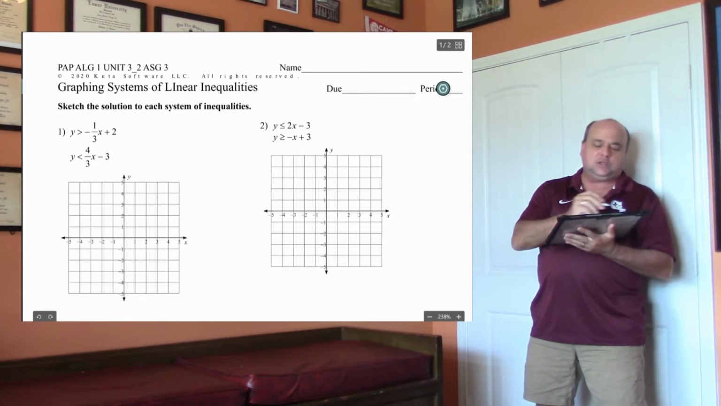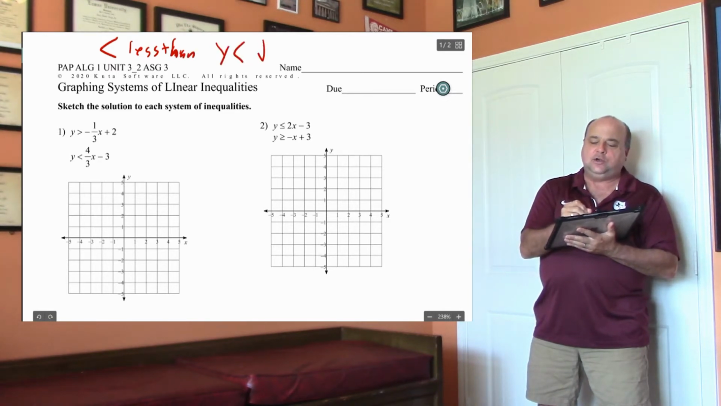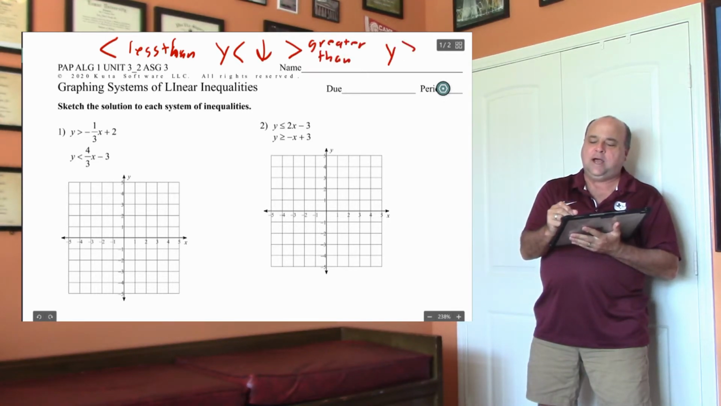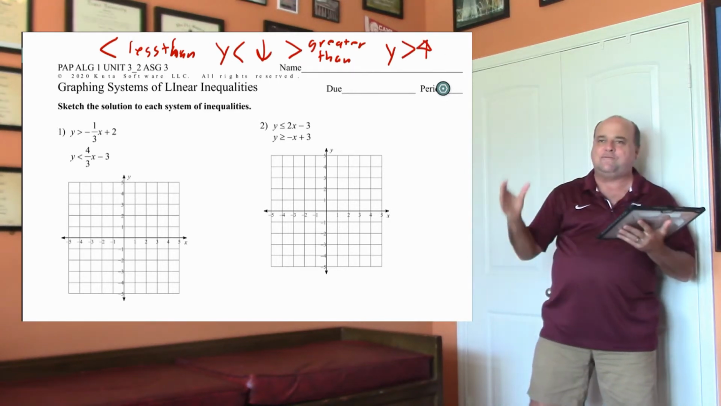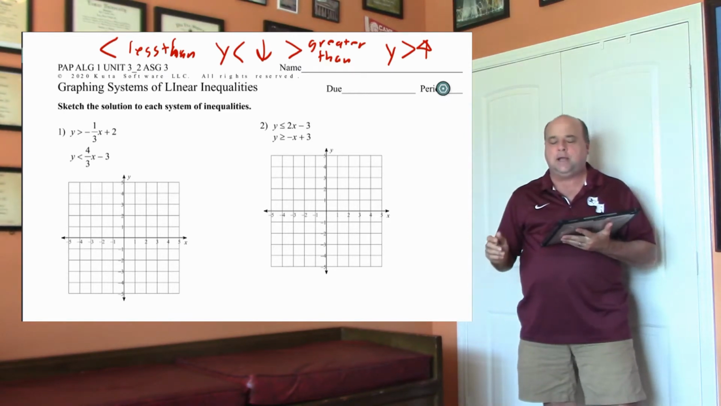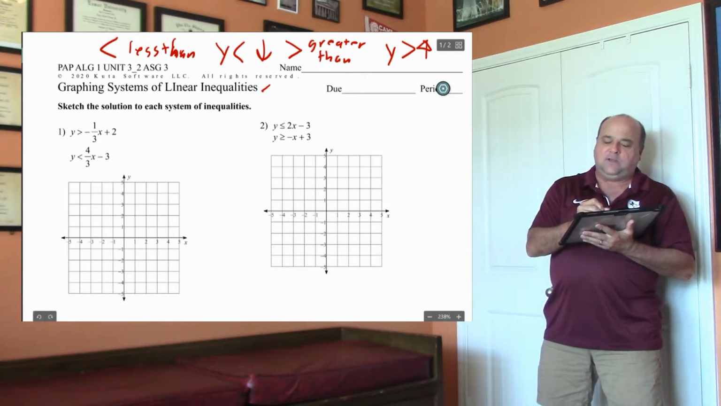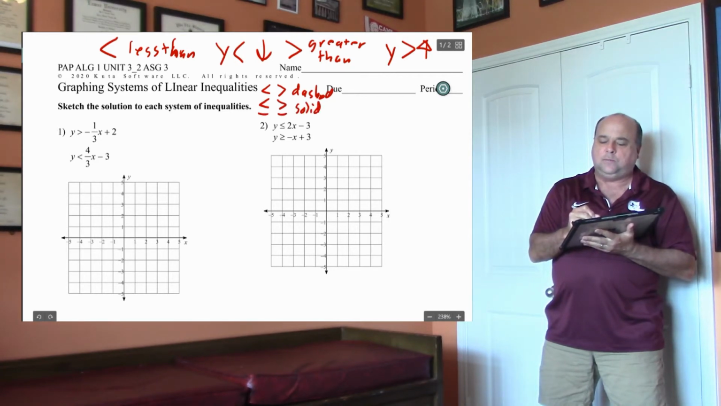Remember, same thing from yesterday. If you have this symbol, it is less than, and if it's y less than, you shade down. If you have this symbol, it is greater than, and if you have y greater than, you shade up. So we have to figure out if we shade up or down. We're going to graph two lines, make them solid or dashed lines, and then shade up or down. Another thing we need to remember: if it's less than or greater than, the line will be dashed. If it's less than or equal to or greater than or equal to, the line will be solid.